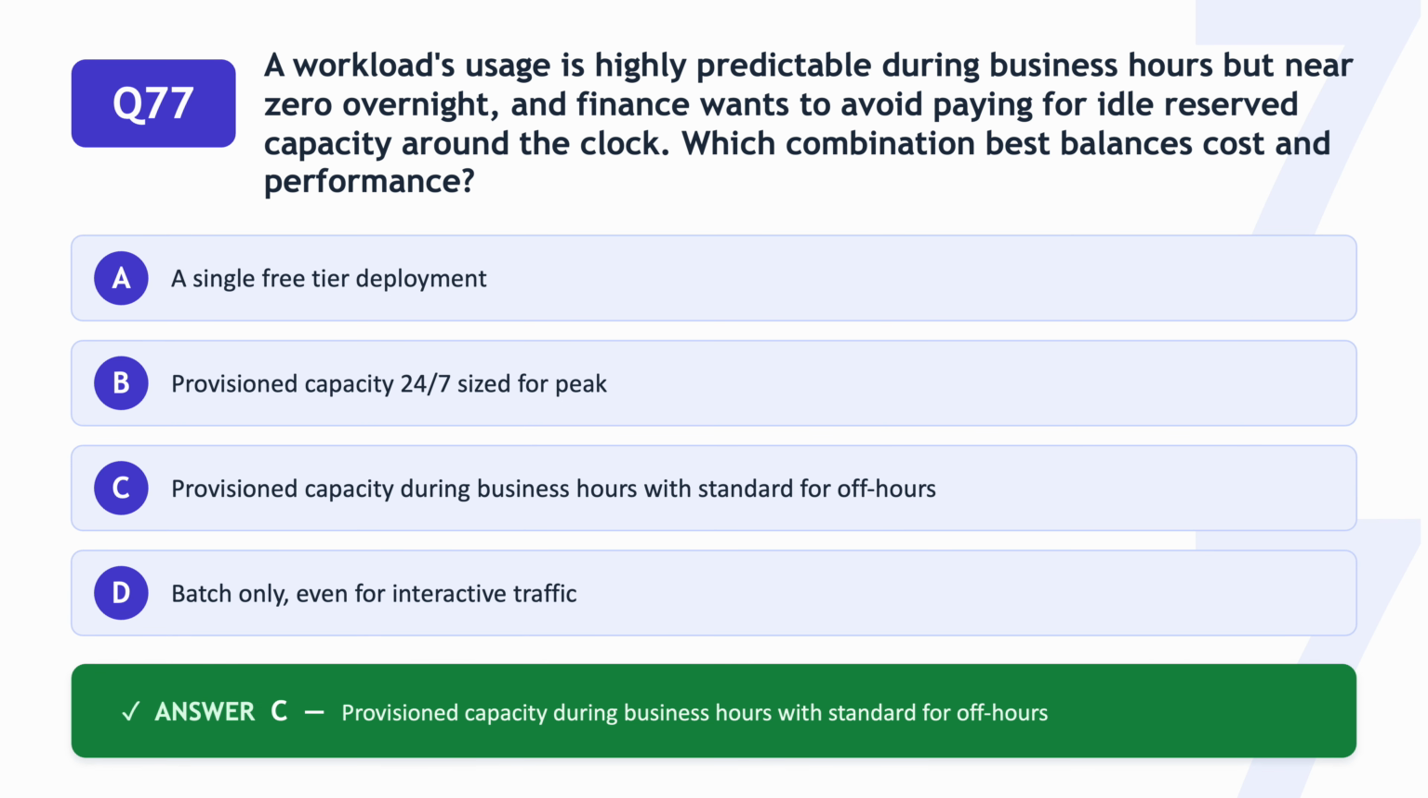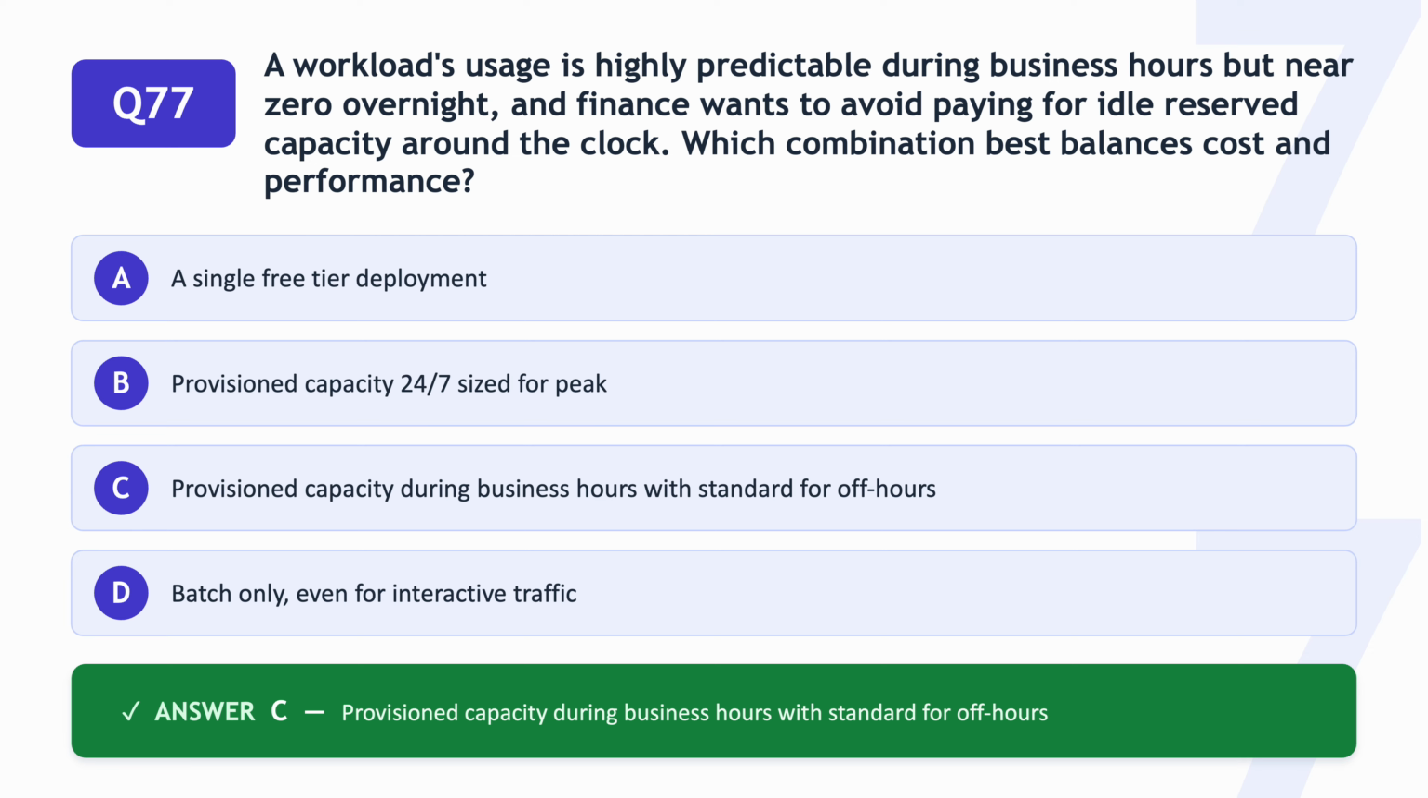Correct answer, C. Provisioned capacity during business hours with standard for off hours. Why C is correct? The workload is predictable during business hours, near zero overnight, needs good performance during peak usage, and wants to avoid paying for idle reserved capacity 24/7. Provisioned throughput is the best when you need reserved capacity and predictable performance, but it is billed based on deployed capacity, not actual token usage, so idle overnight capacity would still cost money.